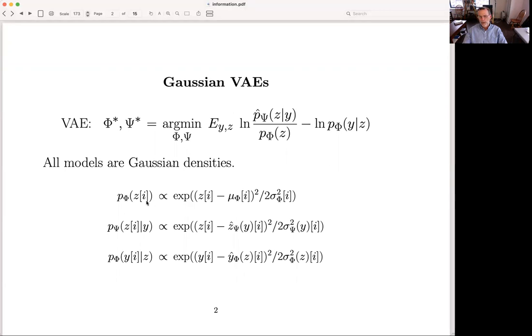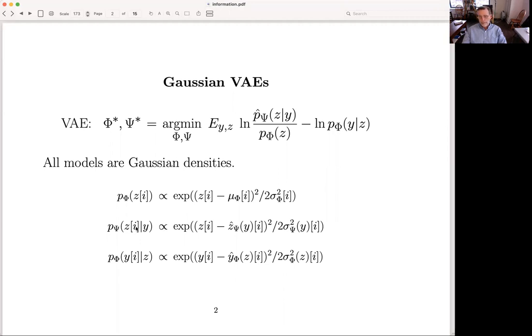So for example, the prior is a Gaussian centered at some mean, and I'm giving the density for each component of Z. In general, this is what's done, we're going to allow a different variance for each component of the vector. So we've got a diagonal covariance matrix that may not be the identity. So that's the prior. It's a Gaussian centered at some average in each position.